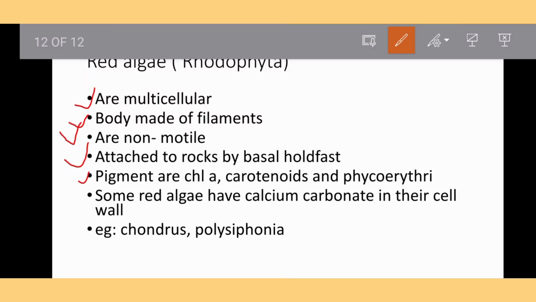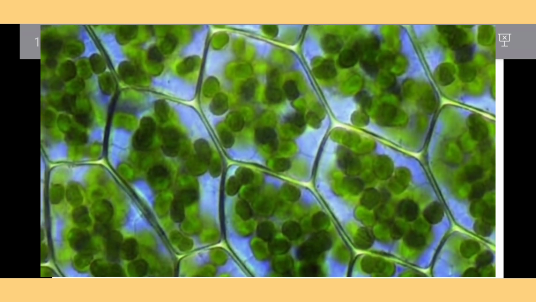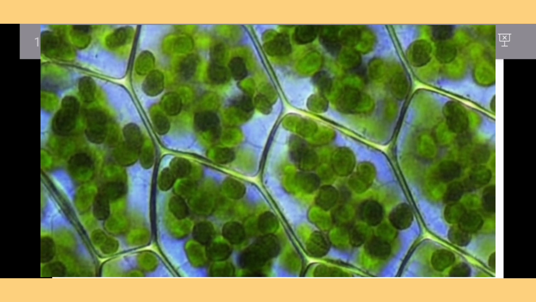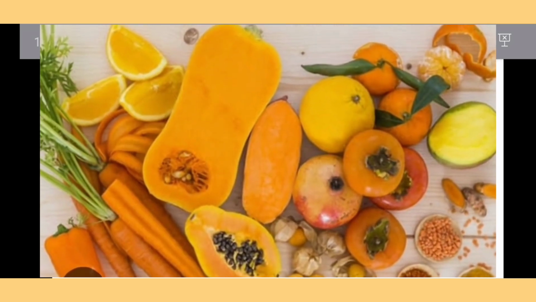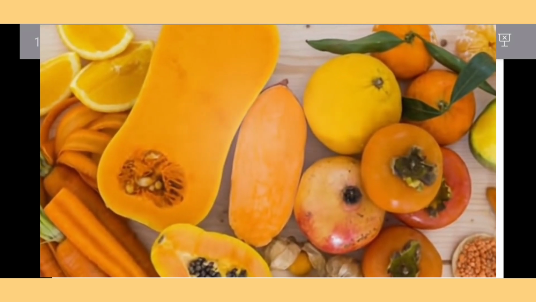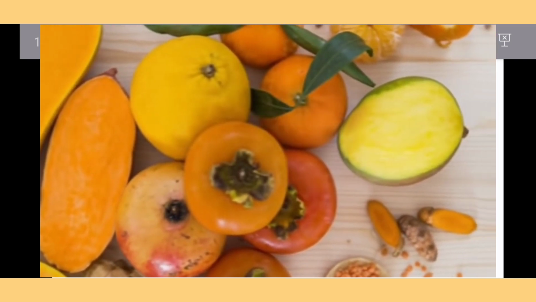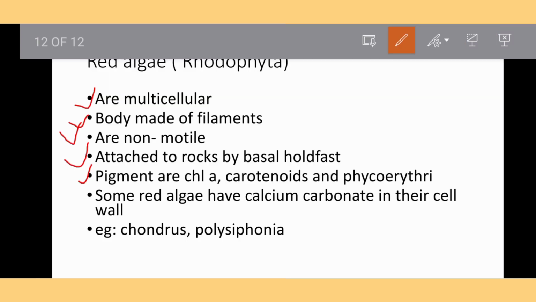Next point is pigment of Rhodophyta are chlorophyll A, carotenoid, and phycoerythrin. As you know, chlorophyll A absorbs dark green light. Carotenoid absorbs orange and red light. Phycoerythrin absorbs red light and is especially present in red algae or Rhodophyta.